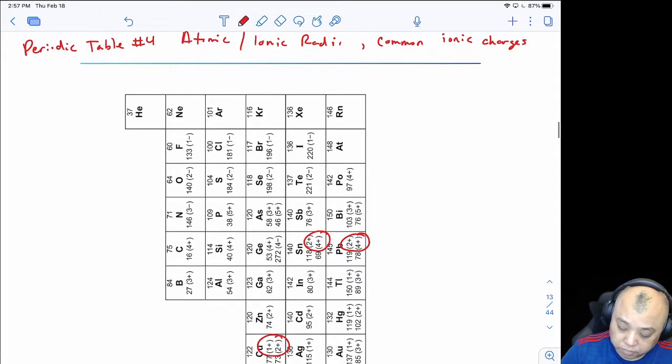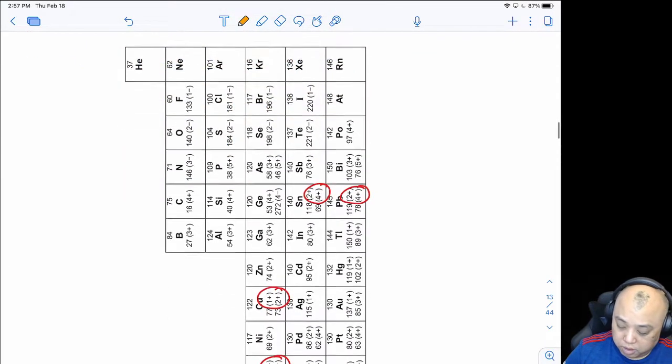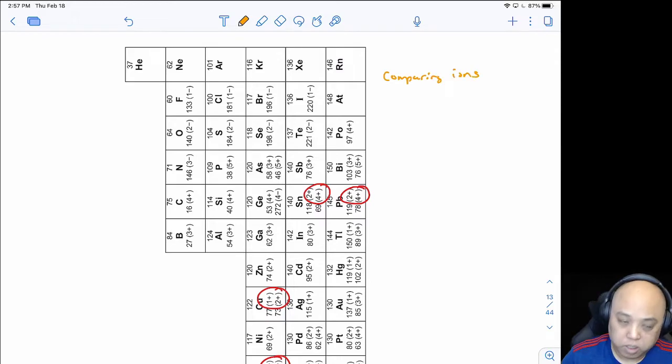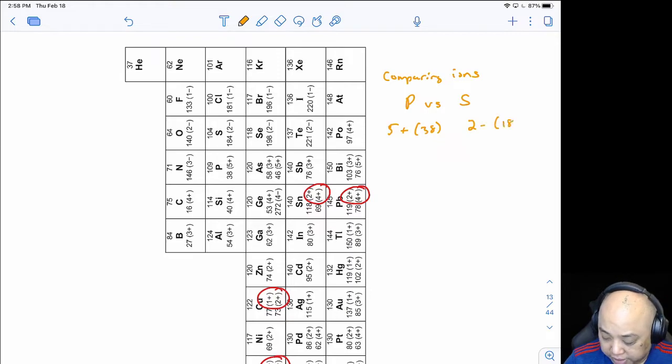Okay. Now, the first thing you want to be familiar with is comparing ions. And a common one they like to compare is P versus S here. And it's tricky because the IB gives P as 5 plus instead of 3 minus, so it's not as predictable as usual. P is 5 plus, which has a radius of 38. S has a 2 minus, which has a radius of 184.